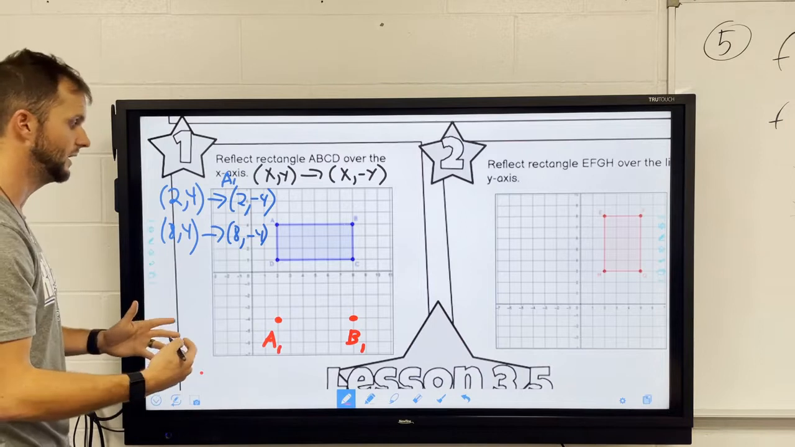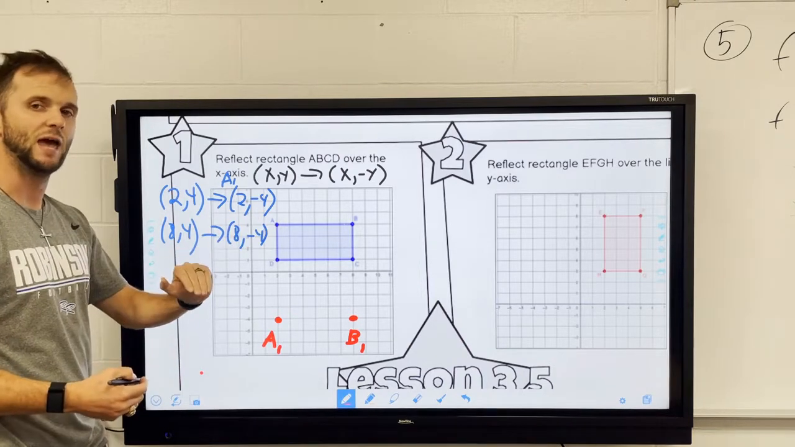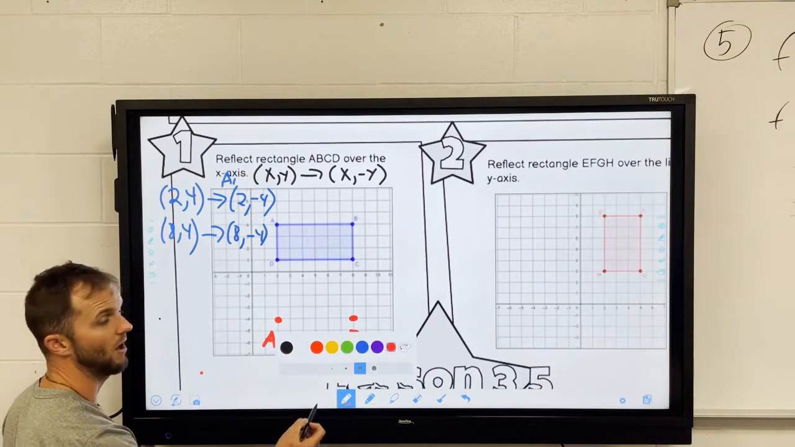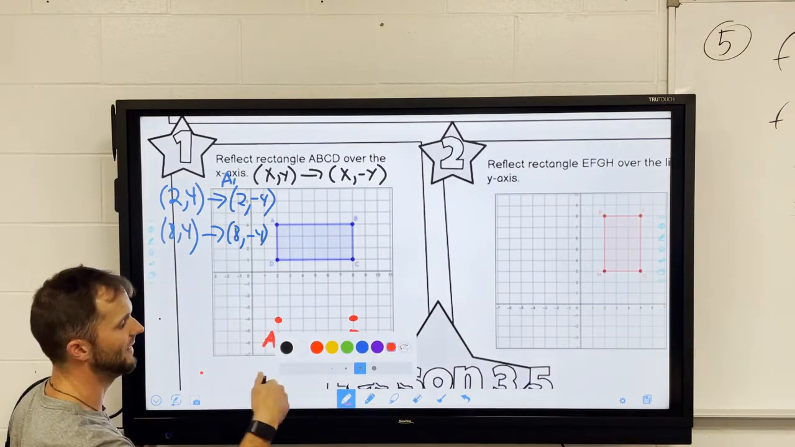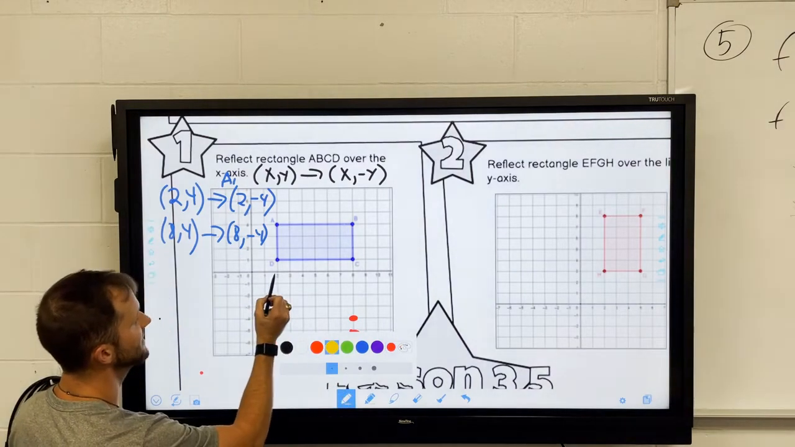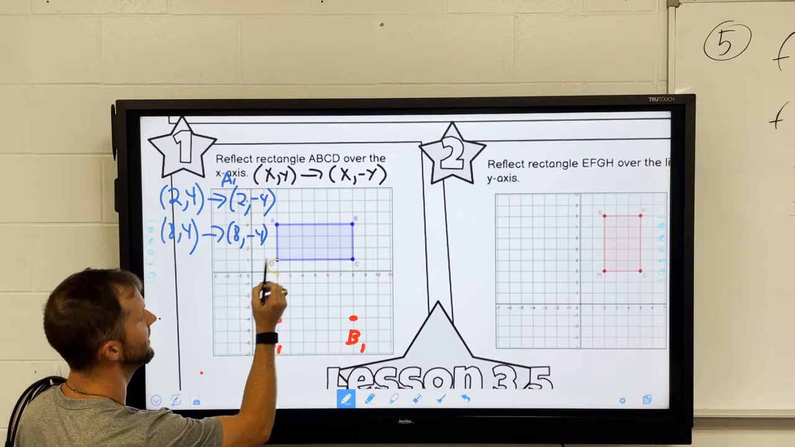Another way of doing it is, I know that I'm going over the x-axis. So that means you would start at that line and then count over the line that many spaces. So for instance, I'm going to pick yellow here so we can see it. From the x-axis, D is 1 space away.